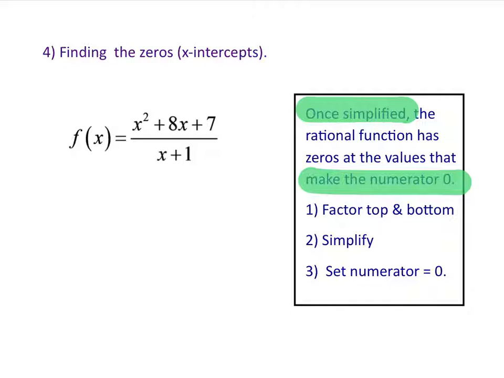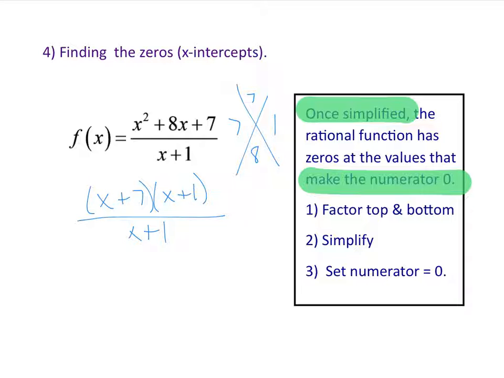So f of x equals x squared plus 8x plus 7 over x plus 1. So the first step here is we need to factor both the top and the bottom of our fraction, so both the numerator and denominator. So I need to find factors of 7 that when added together give me 8. So that will be 7 and 1. So x plus 7 times x plus 1 all over x plus 1. The denominator is already in simplified form.